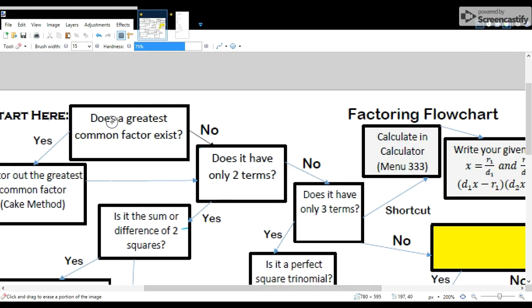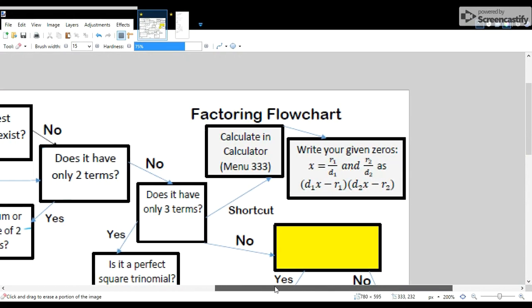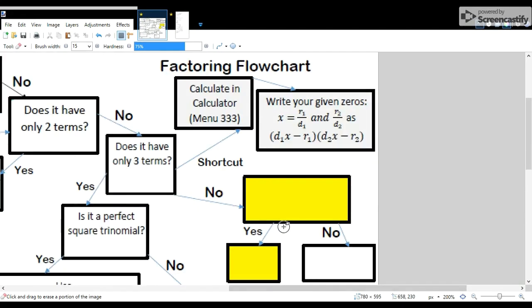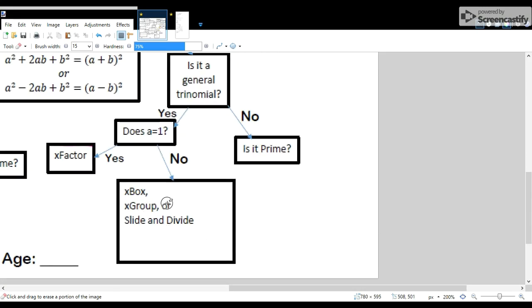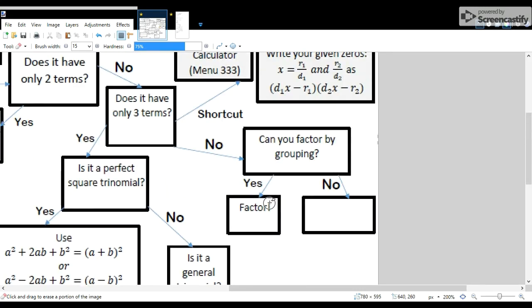Now, what if, after you've looked for greatest common factors, it doesn't have 2 terms, and it doesn't have 3 terms? Well, then you look to see if you can factor it by grouping. If it's a yes, then you're going to factor by grouping. And yes, factoring by grouping could be done with 3 terms, but you could do the grouping with more than just 3 terms.